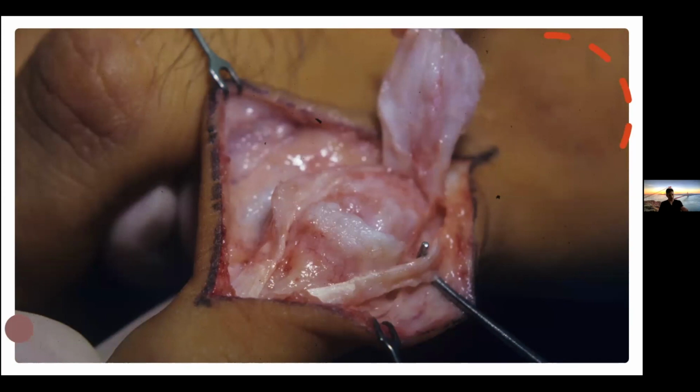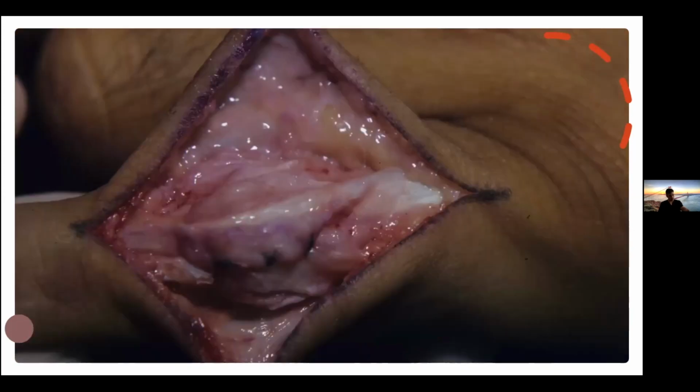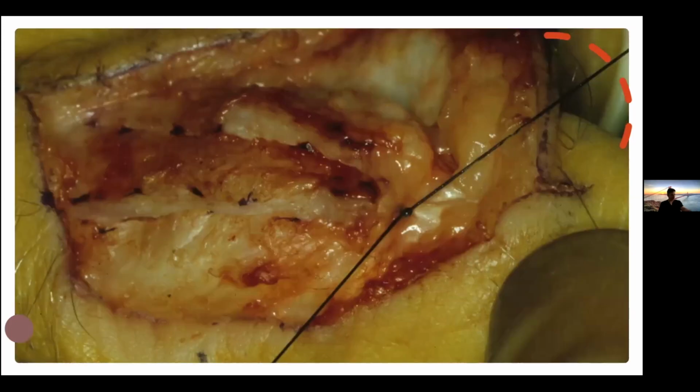This is not my case. It's an example from my partner that I'm using. You can then tack that down. And this is sewing up the lateral bands, which would be step 2. Tacking down that central slip distally.